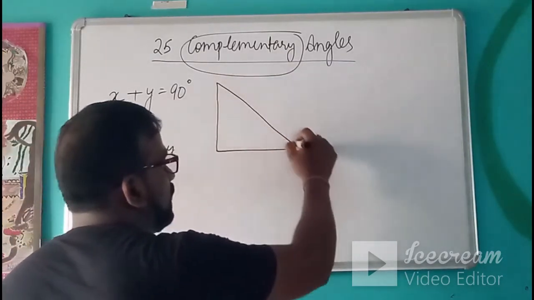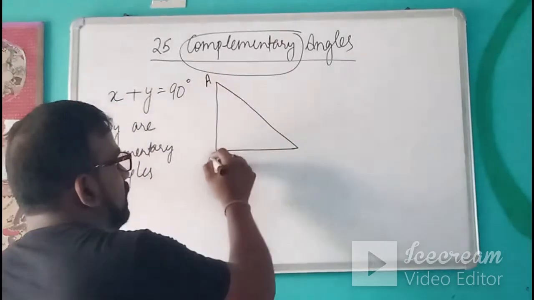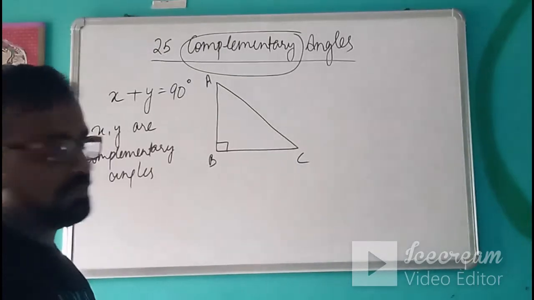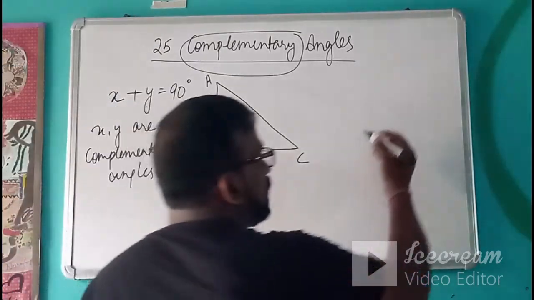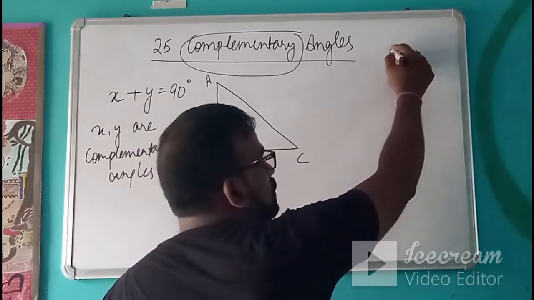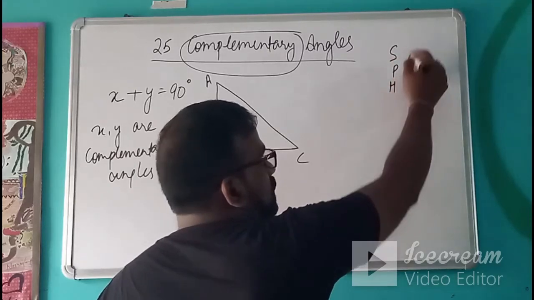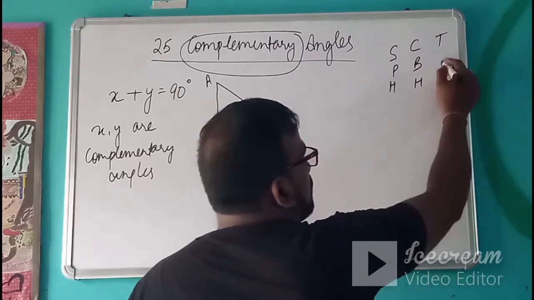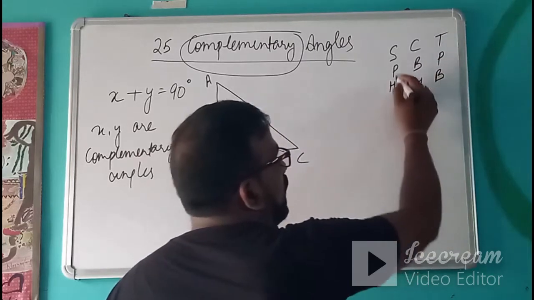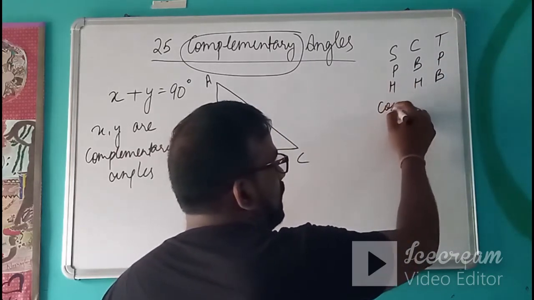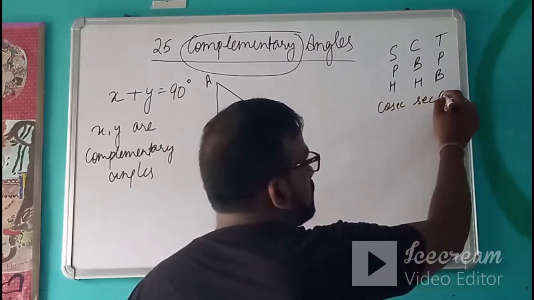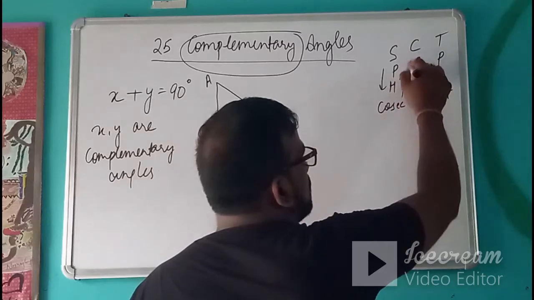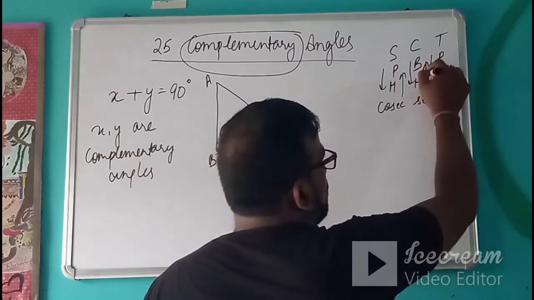Now suppose I have taken a triangle ABC, and suppose this angle is 90 degrees. Before starting, let's have some review. What was sine? P upon H. What was cos? B upon H. And what was tan? P upon B. And this is cosec, this was sec, and this was cot. Remember this, and this we will use very frequently.